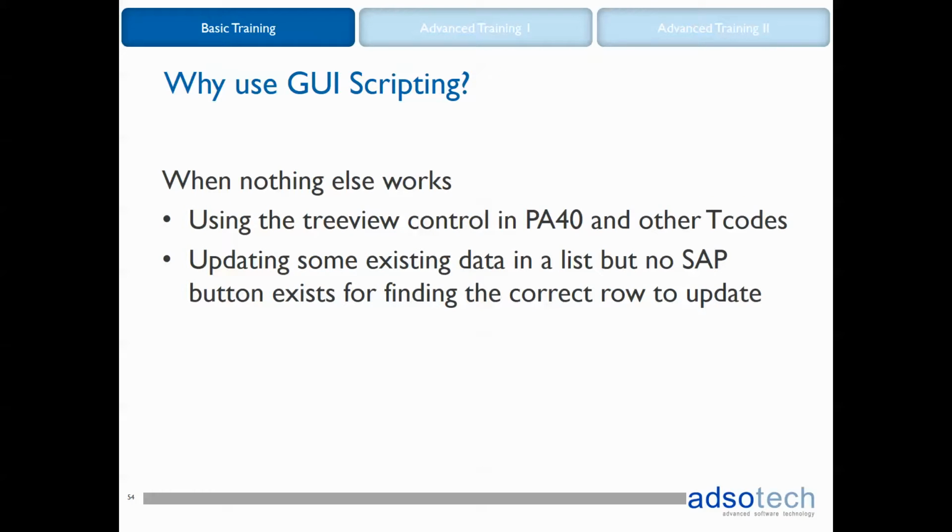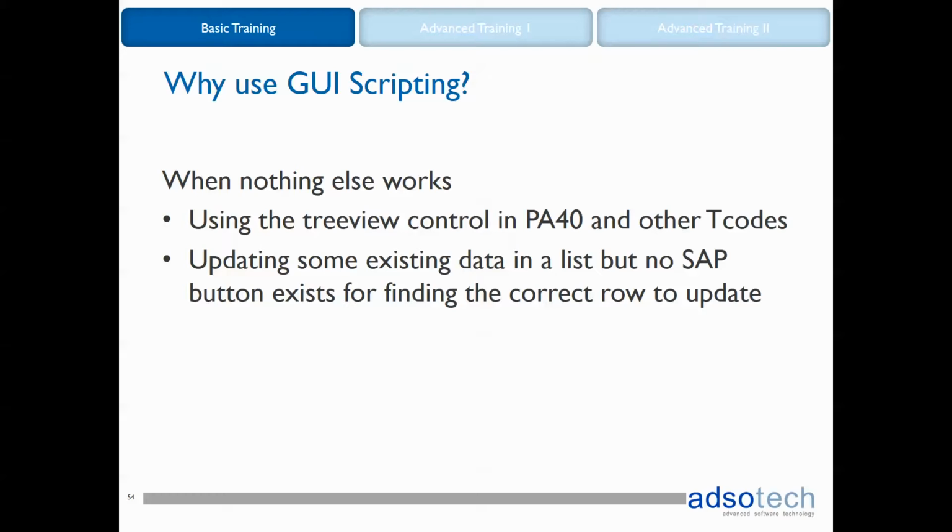So moving on to GUI scripting. This is the mode that we use when nothing else works. So for instance, if you absolutely need to use the tree view control in some of the T codes like PA40, then we need GUI scripting because non-batch and batch modes are not able to record the tree view control that we have in transactions like PA40.